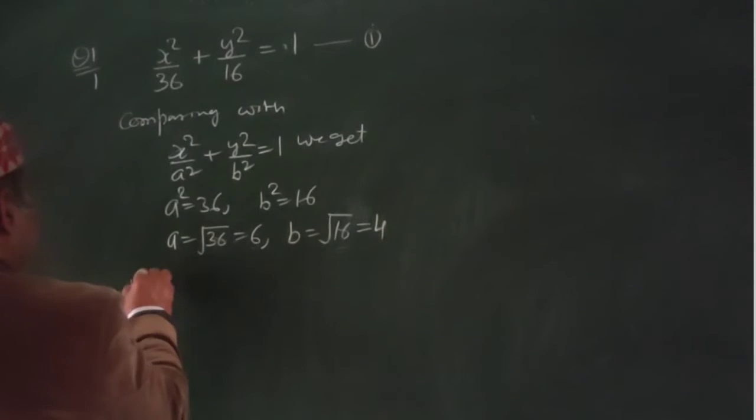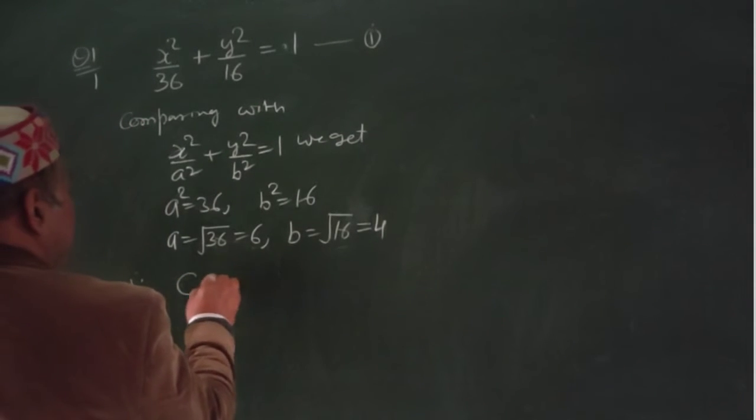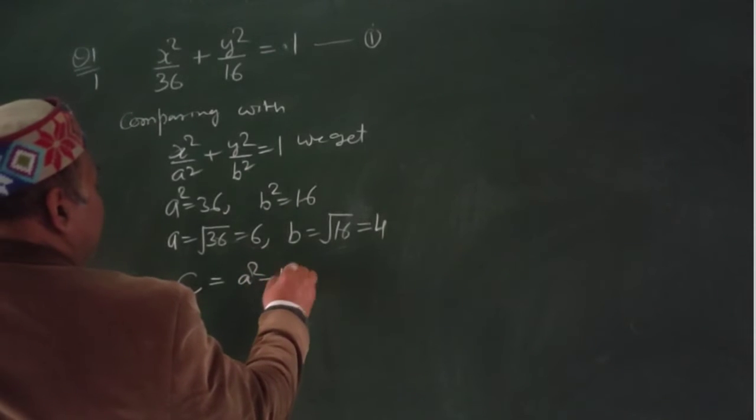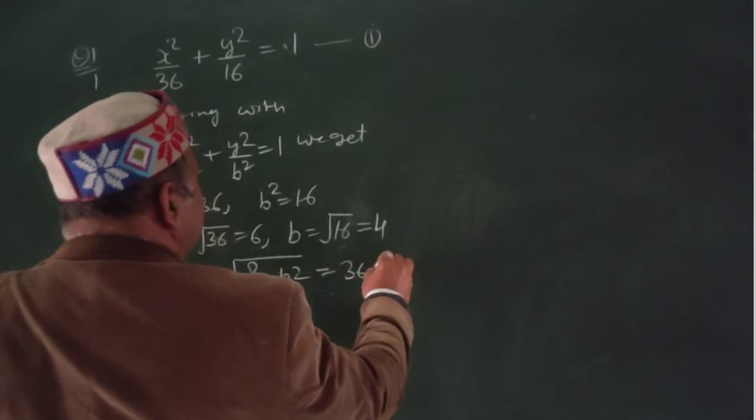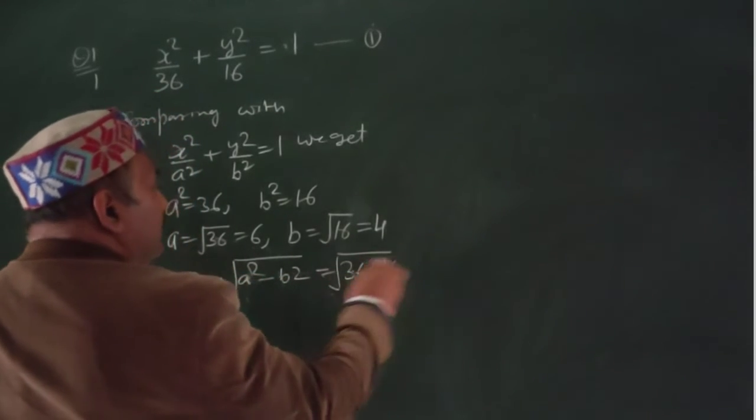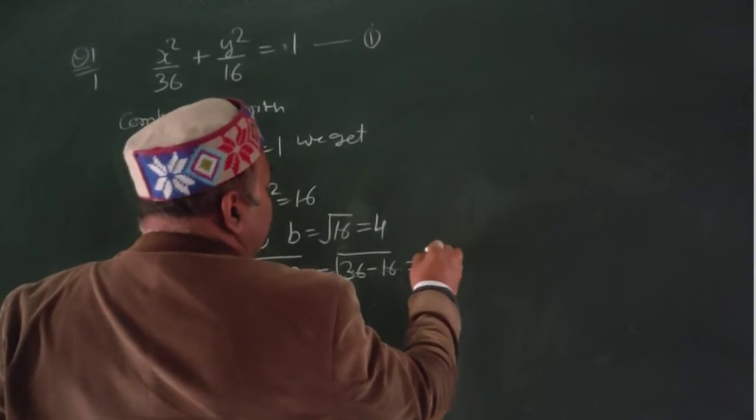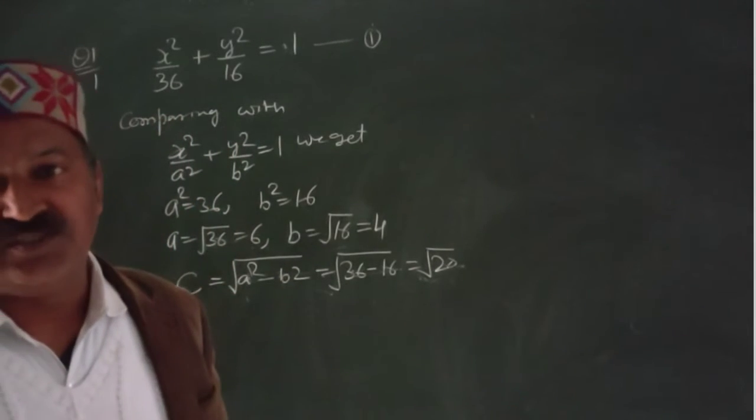Now, in case of an ellipse, c is equal to square root of a square minus b square, that is square root of 36 minus 16, that is square root of 20. This is the value of c.